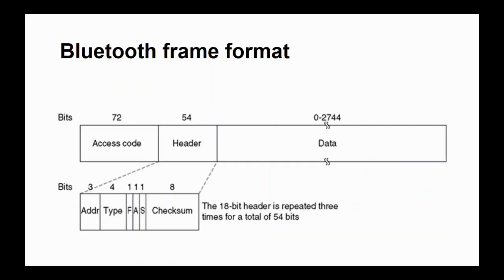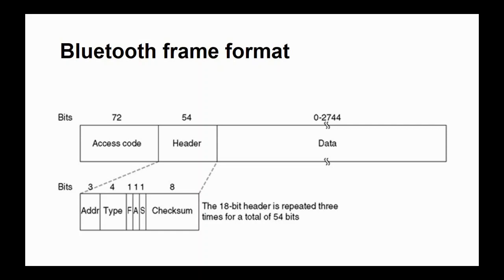In Bluetooth frame format, there are three main sections: access code, header, data. In the header section, we can see several sections. Address section has 3-bit address subfield. There can be 7 secondaries.